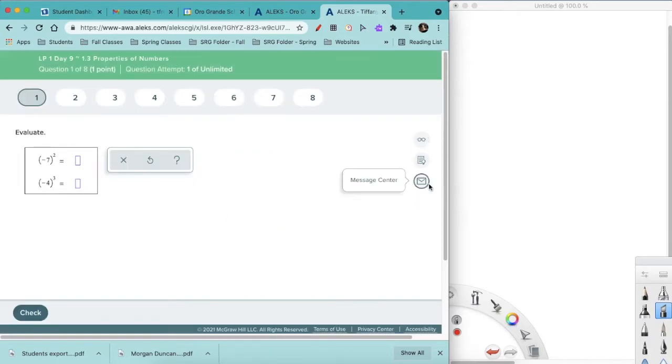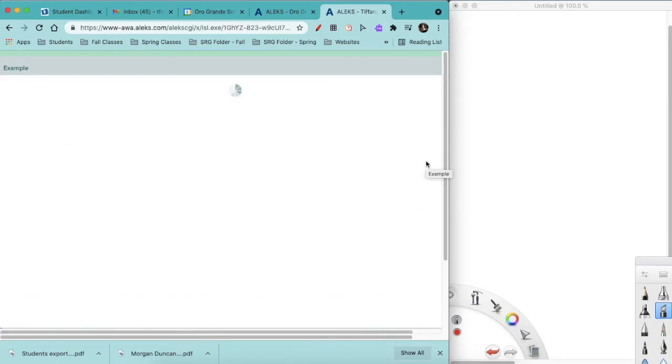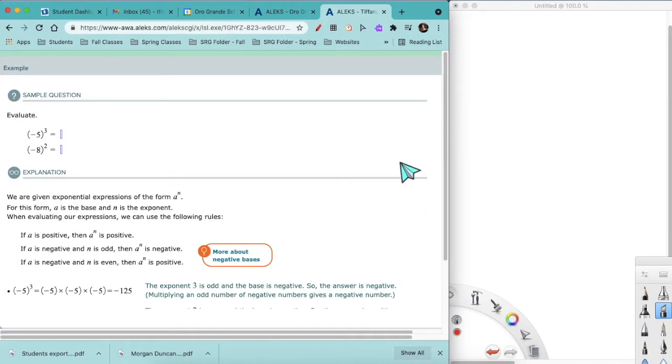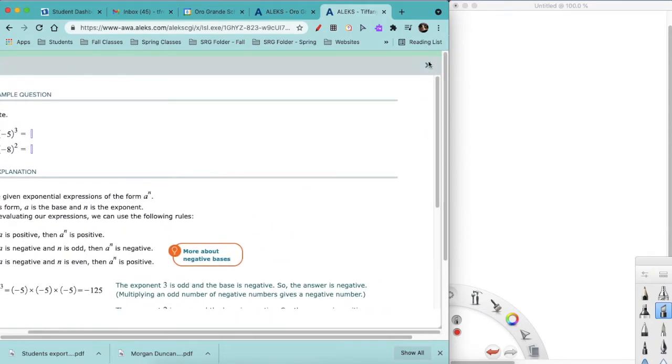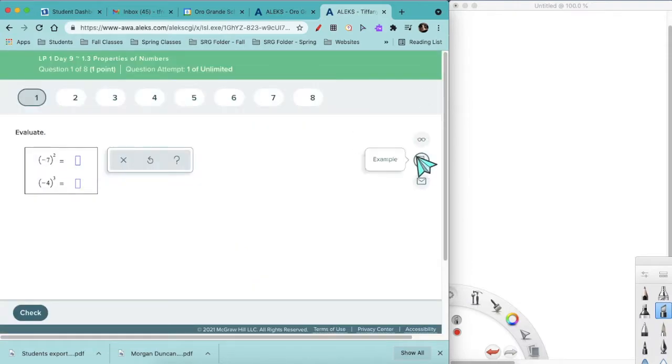Example just gives you a basic example of how to complete this type of problem, so you can read through and go, okay, I get it, and then close it. If you want another example and you open it, it's actually a new example, not the same one. And you can message your teacher, with this problem attached so we know exactly where to help you. All right, let's go ahead and get started here.